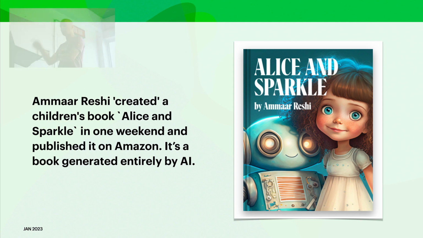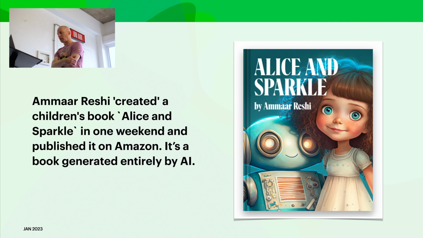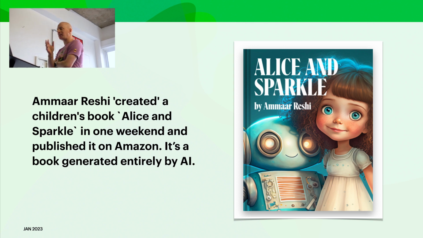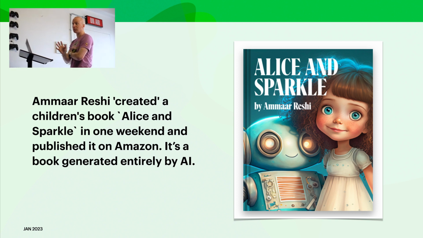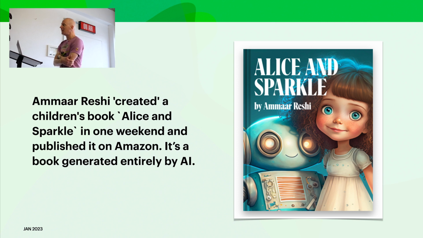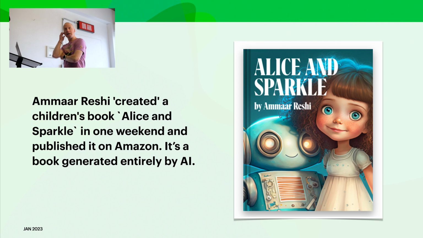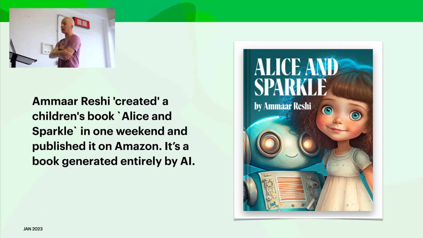I've got some actual examples of both sides I thought I'd show. You might have read this, it's in the press. This guy, Amar Reshi, created a children's book one weekend. I should caveat this with he's just a geek, not some kind of wanting-to-ruin-the-world guy. I think he was just playing with AI and realized he could do this. He created a book called Alice and Sparkle, where the images were generated by AI and the text was generated by ChatGPT. All he did was assemble it. And the mistake he definitely made was then selling it on Amazon.